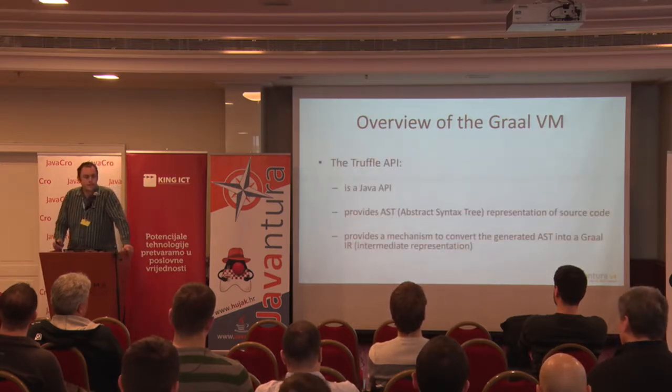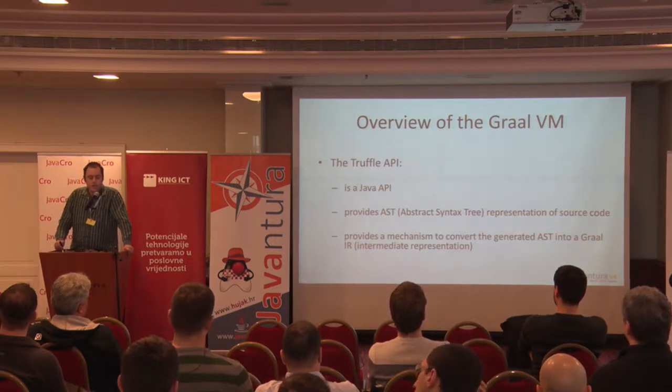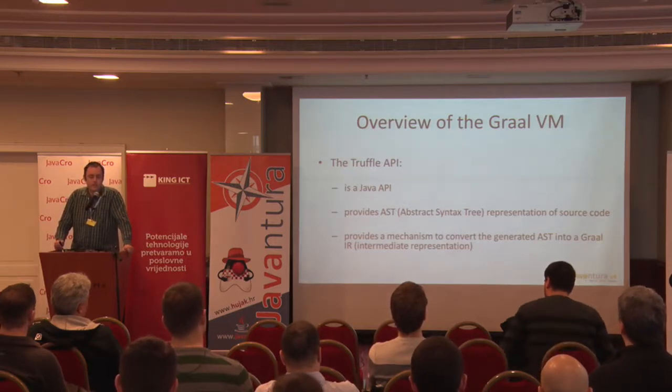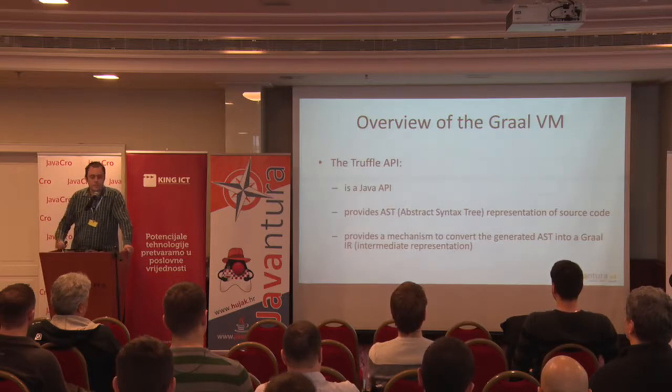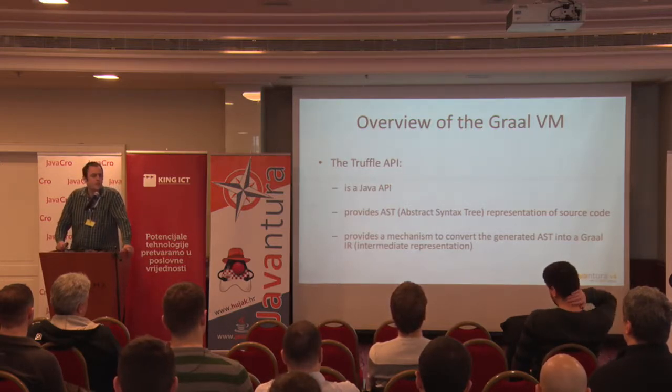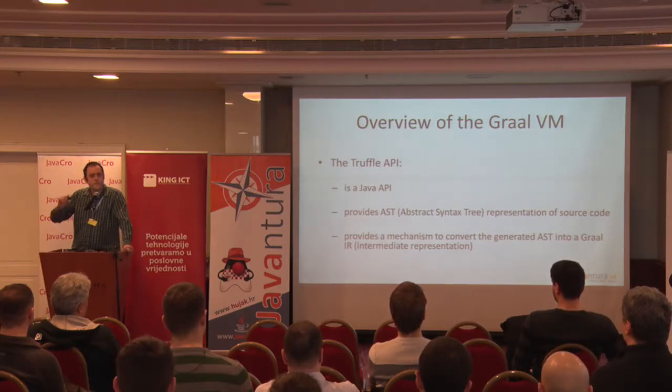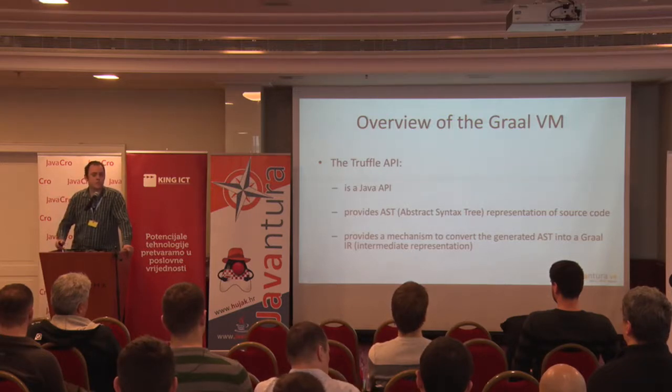In fact, the Truffle API is a Java API, as you can imagine, and it provides another intermediate representation. So basically, you write your own language in the Truffle API, and during compile time, it gets converted to this intermediate representation. And from there on, the GraalVM takes the responsibility to provide different types of optimizations on that AST. However, this AST that's generated by the Truffle API is not the same as the Graal AST. It gets converted to a second intermediate representation that is more convenient for different types of optimizations that are done by the Graal JIT compiler.